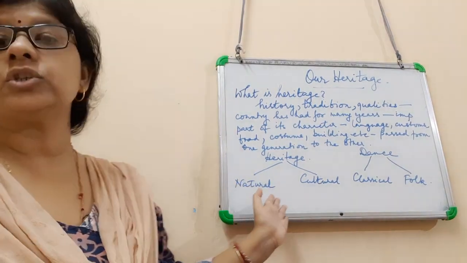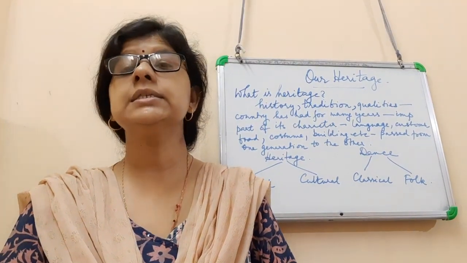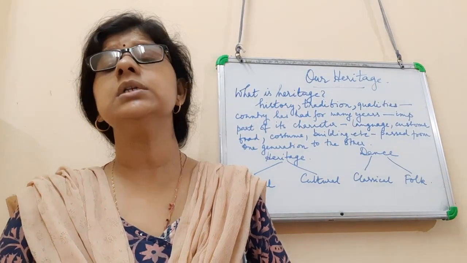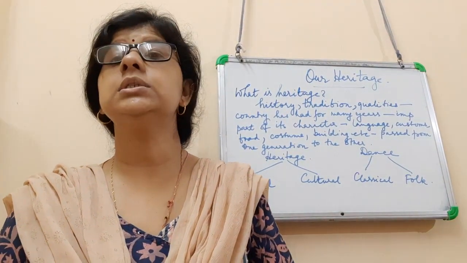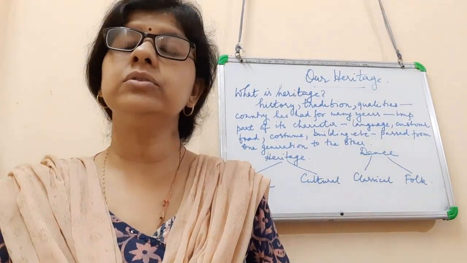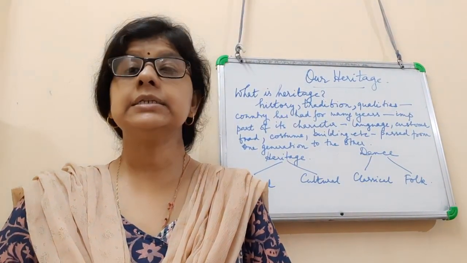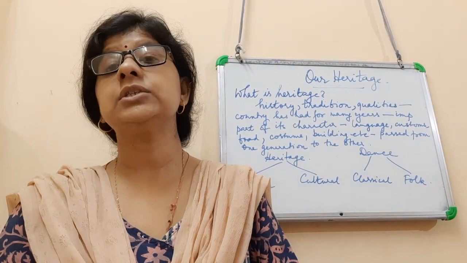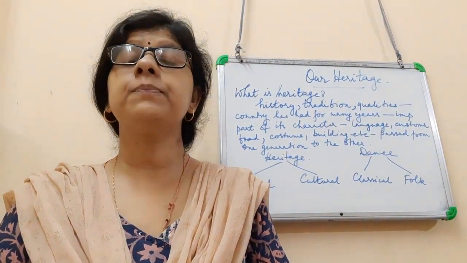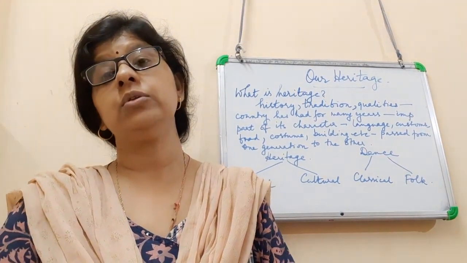Now what are the types of heritage? Heritage is of two types, natural and cultural. Our whole natural environment includes the hills, mountains, streams, rivers, lakes, oceans, then you have the forests, the wildlife, all our natural resources, everything is part of our heritage. And it is very important that we make the best use of it and we preserve it, so that our future generations can also make use of it.